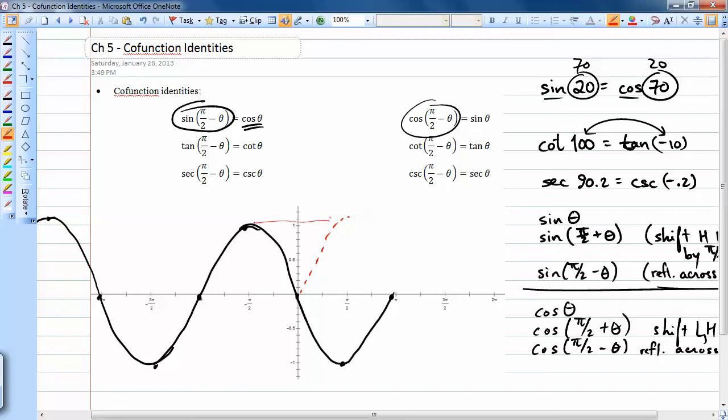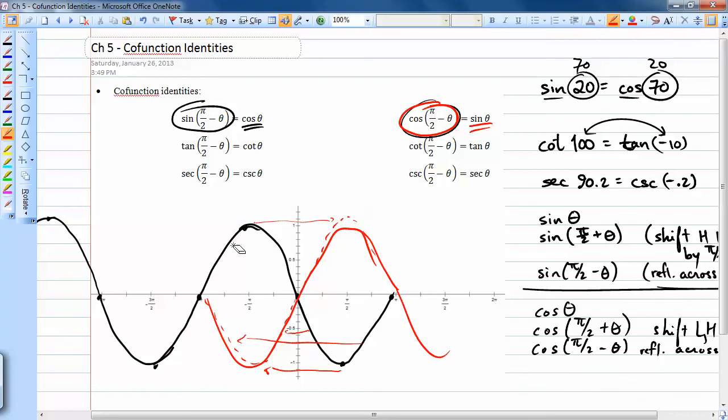This part here is going to end up over here. This part here down below is going to end up over here. That's going to end up over here. This is going to end up over there. This is going to end up right there. And if you look at this red curve, well, I'm just getting the sine curve back. So cosine of pi over 2 minus theta is the same thing as sine theta.